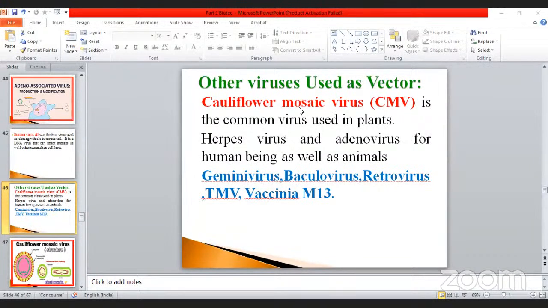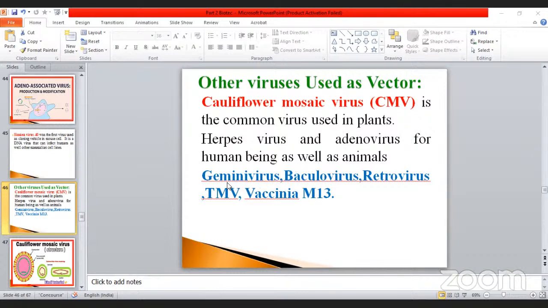Anyhow, cauliflower mosaic virus is a common virus used in plants because it affects the cauliflower. And herpesviruses and adenoviruses are for human beings as well as animals. Viruses are divided according to their disease, into plant virus or animal virus; according to the nucleic acid, DNA virus or RNA virus; and according to the structure, double stranded, single stranded or circular. So there are three branches. One depends upon whether a plant or animal is affected, the second depends upon the nucleic acid, and then the structure.